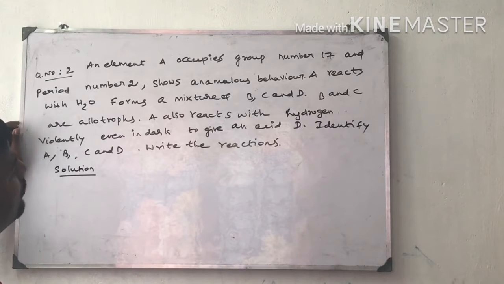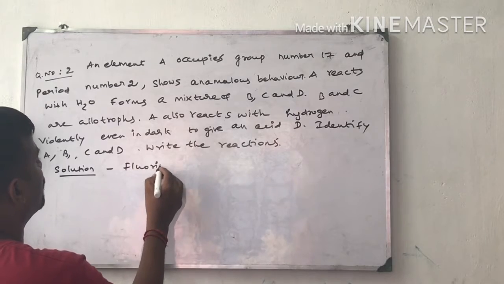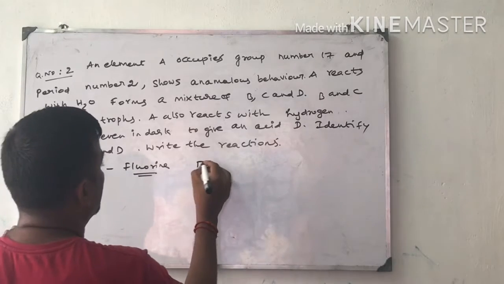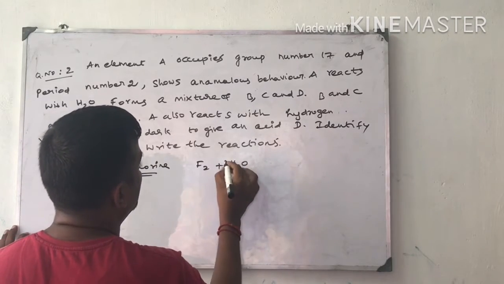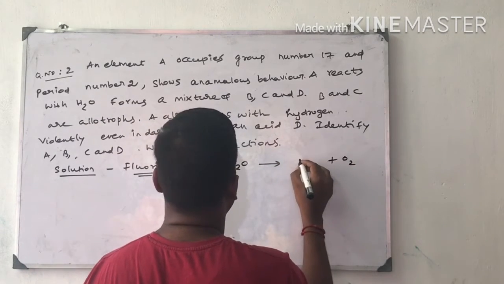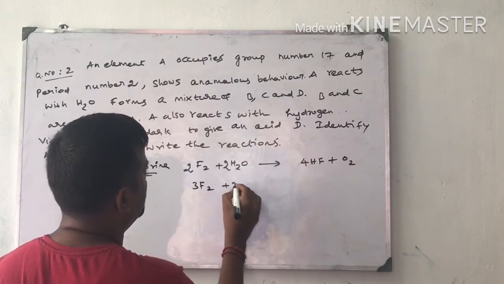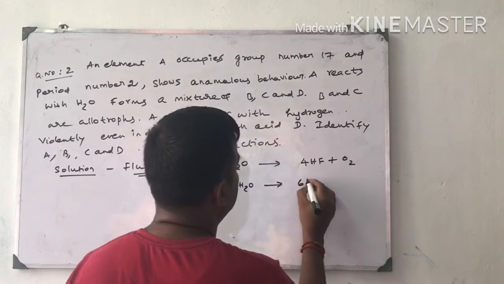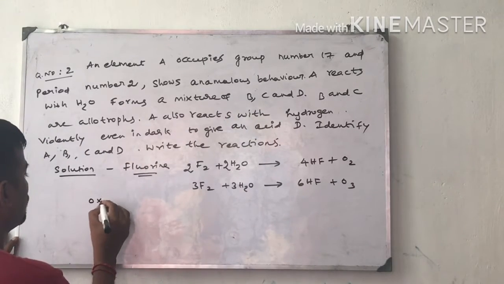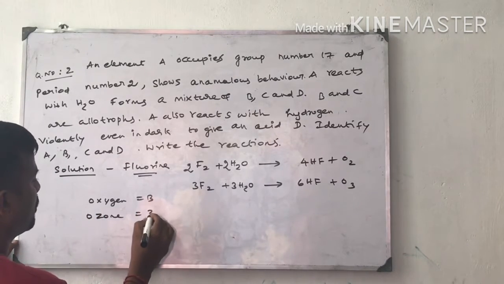We already know from the first question that group number 17 and period number 2 is fluorine. It will react with water: 2F2 plus 2H2O gives 4HF plus O2, and 3F2 plus 3H2O gives 6HF plus O3. So O2, oxygen, is compound B, and ozone is compound C.